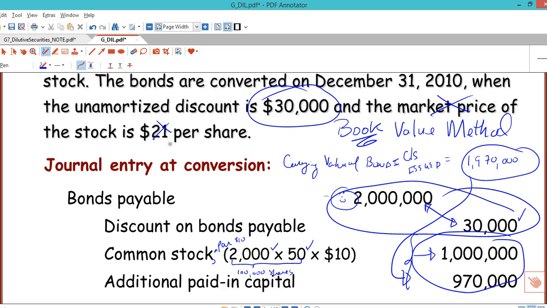Obviously, the market value would be 21 times 100,000 shares. All right, 2.1 million. So basically, the existing stockholders are coming up a little short. If the shares had been issued in the current market, they would have been at 2.1 million, but somebody that held a bond and later converted was able to get those shares for 1.97 million.